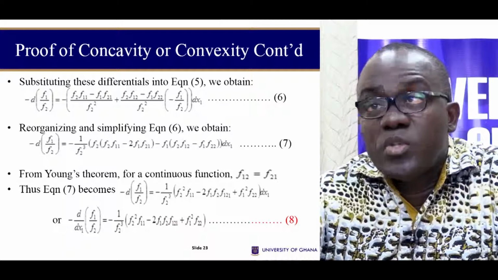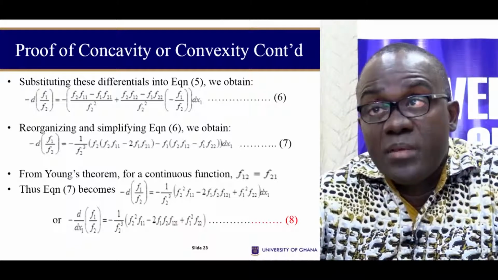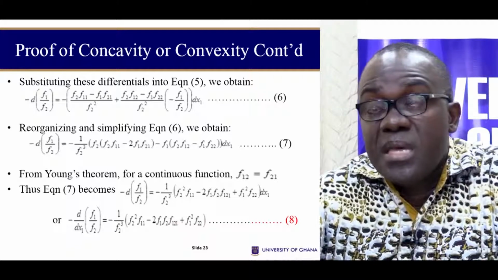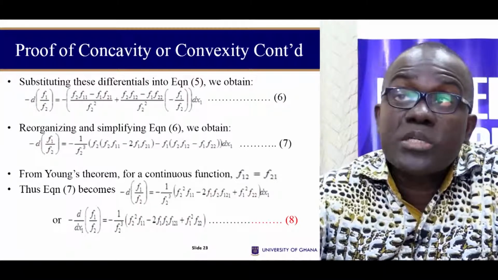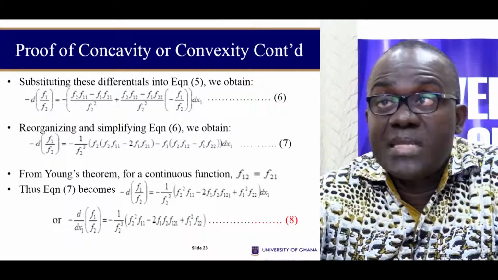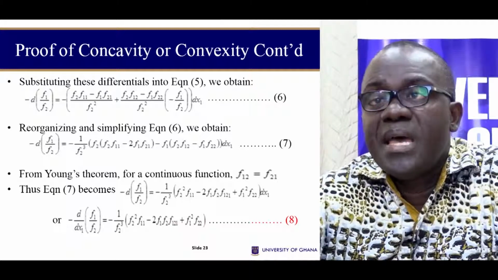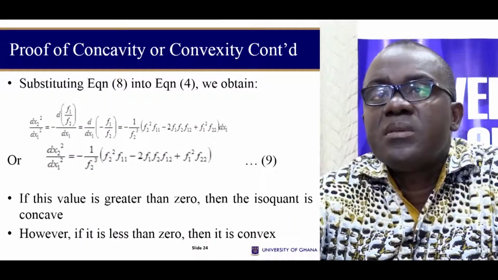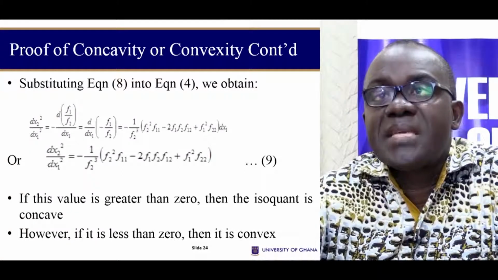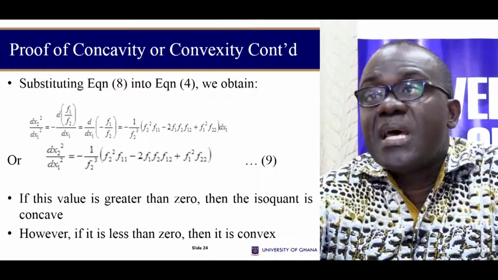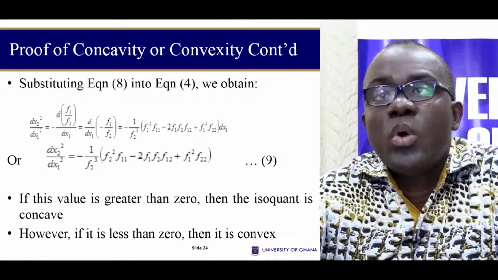And we also need to apply Young's theorem: when a function is continuous, the second order cross partial derivatives are equal. That is, f1,2 is equal to f2,1. So when we make these substitutions and go back to our equation, we can more or less satisfy ourselves that the second order derivative is equal to what we have over here.